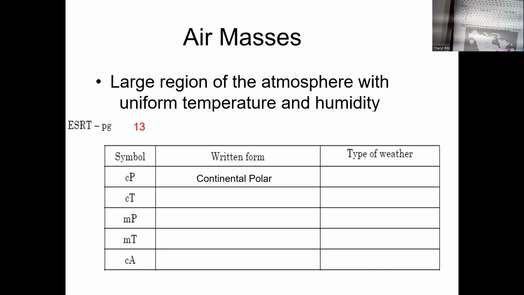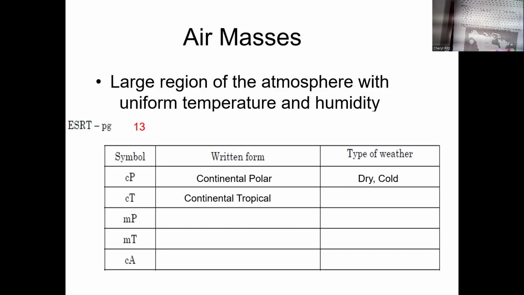So continental polar is the first one we have here. Continental, which means it formed over the land, will always stand for dry. And polar, you already said, is cold. So the type of weather you can expect from a continental polar air mass is dry and cold. I kept them in that order because the C, continental, stands for dry, and polar stands for cold.